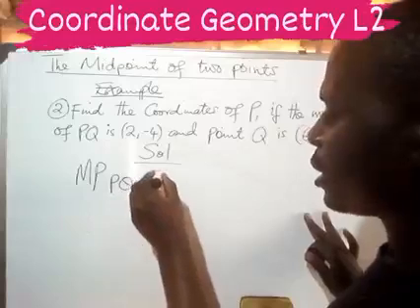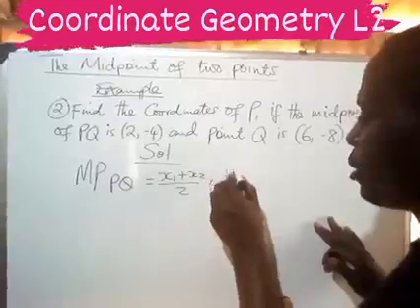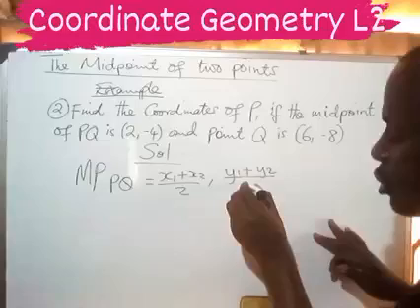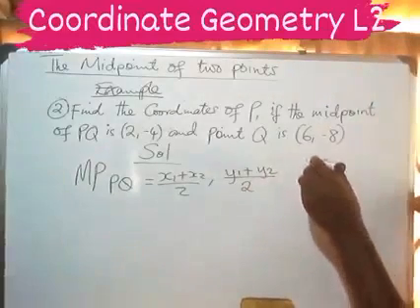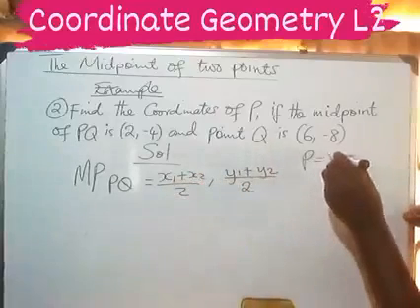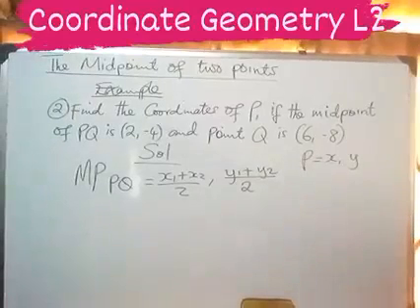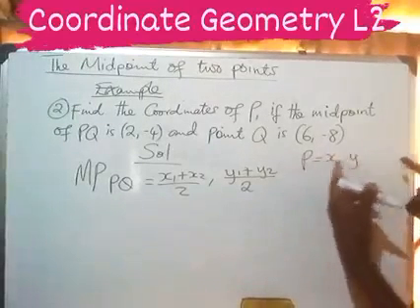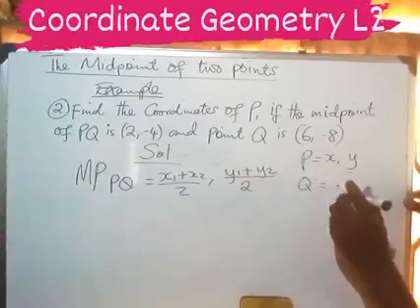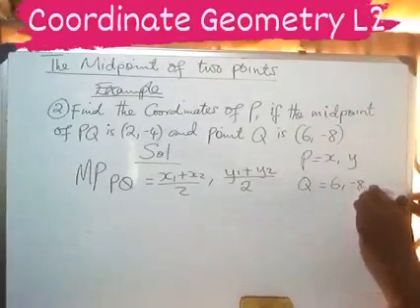The midpoint is equal to x1 plus x2 over 2, y1 plus y2 over 2. What is our P? Do we have the coordinate for P? No, we don't. We just have x, y. It is not known, so it is just x, y. We are yet to find this. What about the coordinates for Q? The coordinates of Q is 6, negative 8.